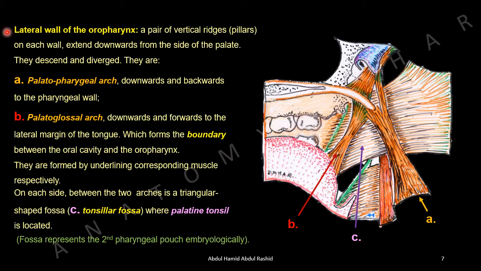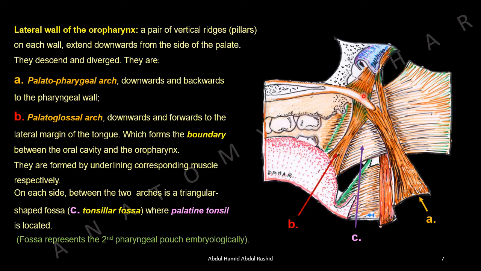Lateral wall of the oropharynx. Let's see the diagram first. We are looking at the inner surface of the right wall of the oral cavity and oropharynx. This is the hard palate. This is the soft palate. This is the dorsum of the tongue.